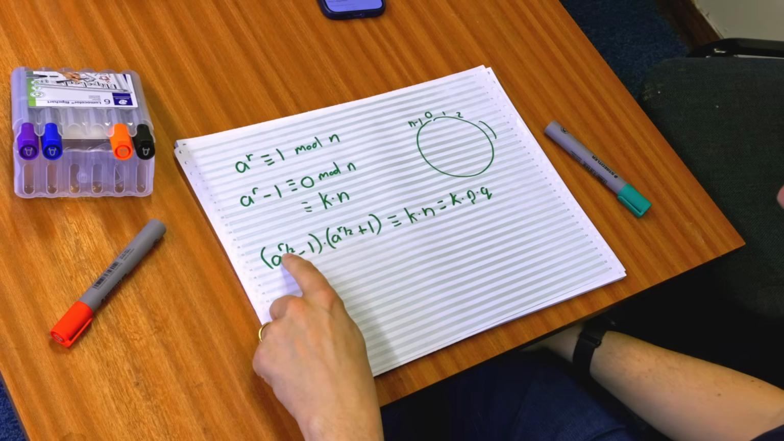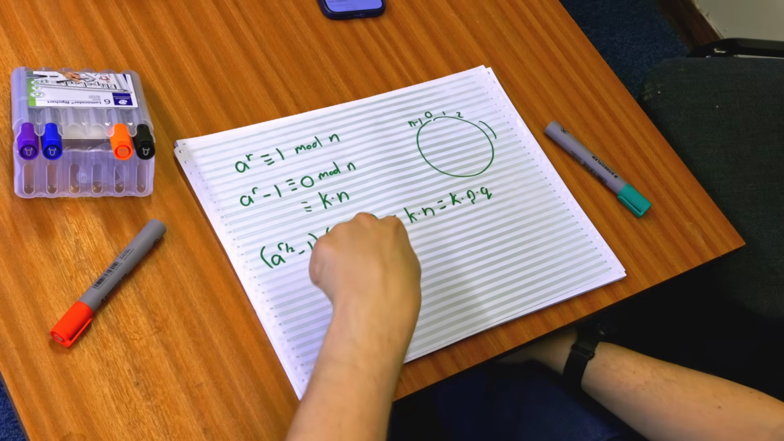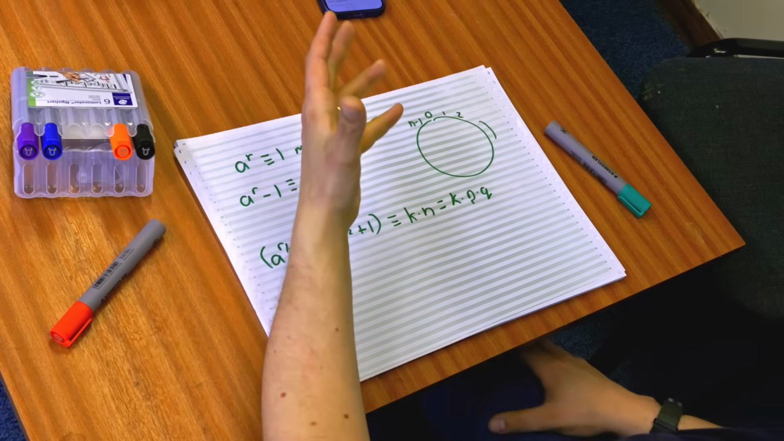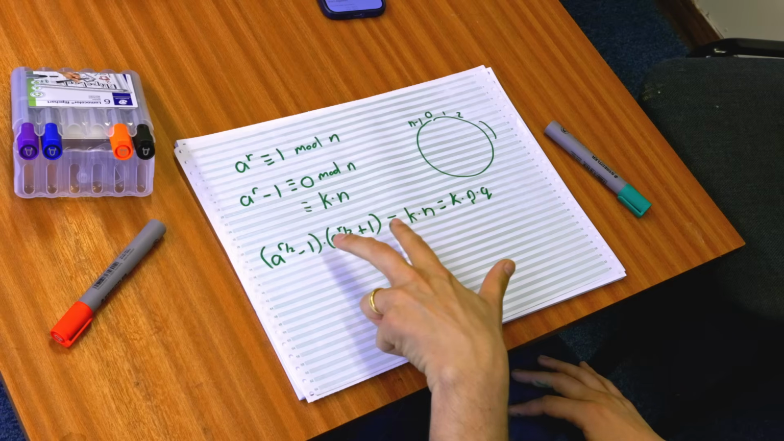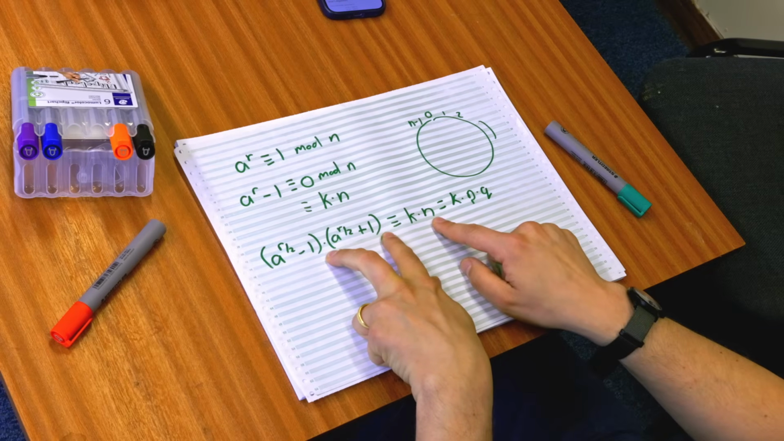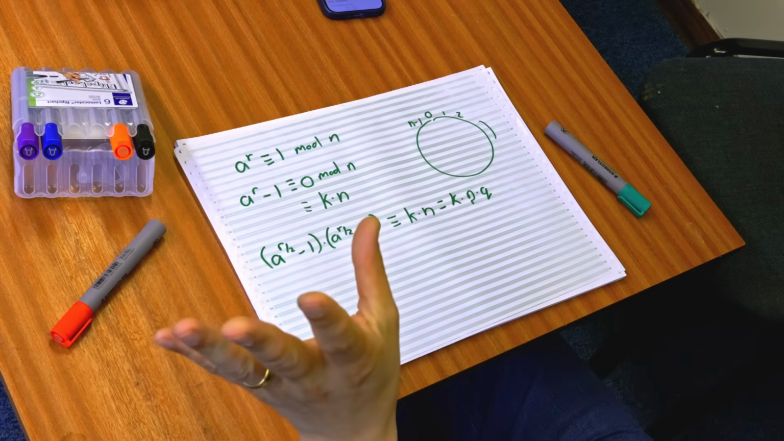If it's not the case, which happens on occasion, particularly if r is odd, in which case these will be a fraction, and that's a huge problem, we pick a new a and we go again. But if it is the case, then we can just calculate the greatest common divisor of this and n, and p and q will just jump straight out. That's the idea.